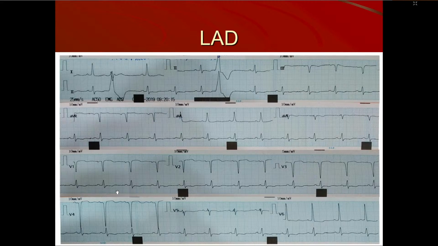Now I said that anterior wall MI will cause right axis deviation, but here left axis deviation is occurring. Okay, so how can we explain? So you look for other things which can cause left axis deviation.